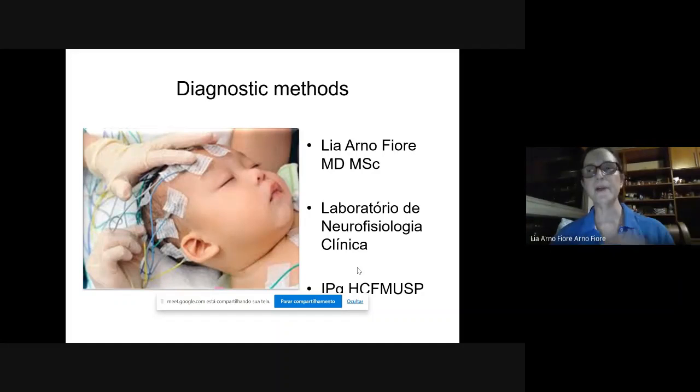So we're studying the function of the brain, of the cortex, in time, because it's not something fixed, it's something that changes over time. And that is one of the things that is important in EEG, that it varies over time. So an exam must always be long, more than 30 minutes, at least 30 minutes.